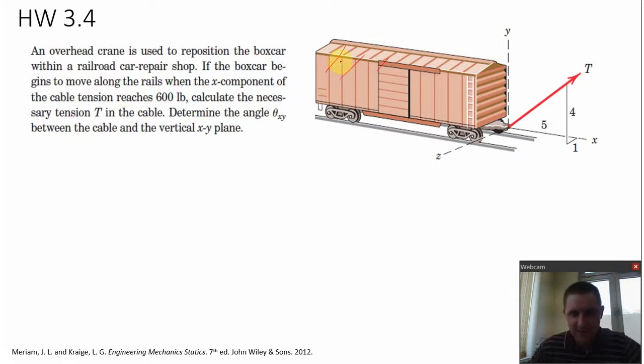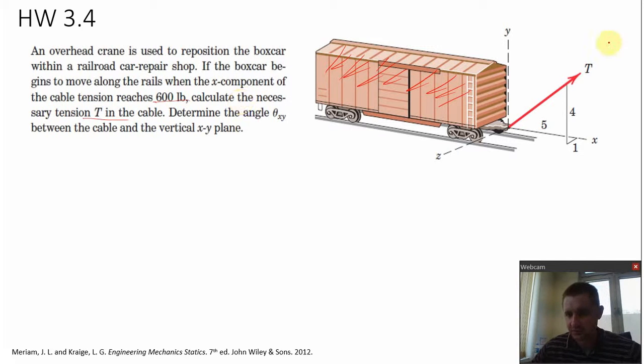Okay, here we have a problem involving a vector in 3D. In case you ever find yourself working for a railroad company or you're just needing to pass my class, this might be helpful for you. The problem says that an overhead crane is used to reposition the boxcar. There's the boxcar within a railroad car repair shop. If the boxcar begins to move along the rails when the X component of the cable tension reaches 600 pounds, calculate the necessary tension T in the cable.